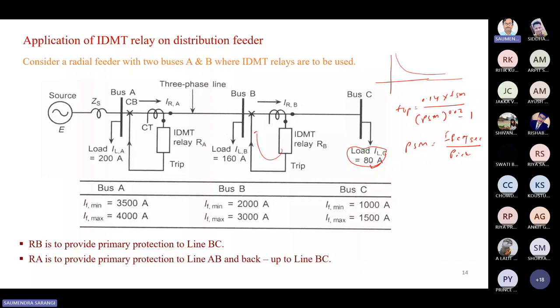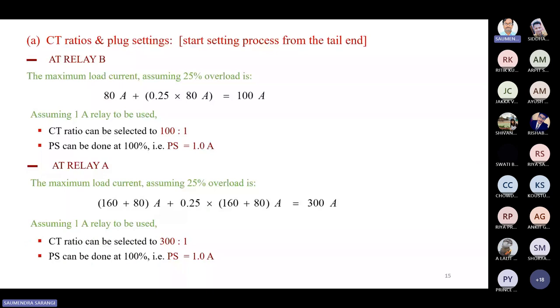So maximum load current may happen at this point. Let us say it is 25% overload. So 80 ampere into 1.25, that is nothing but 100 ampere. So for 100 ampere, we may have a CT that is called 100:1.